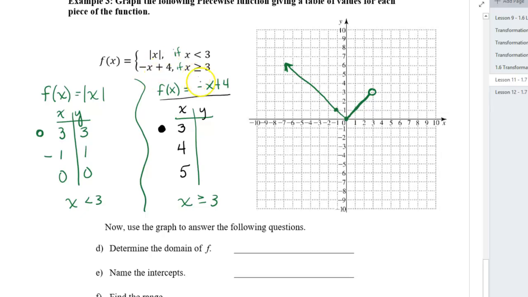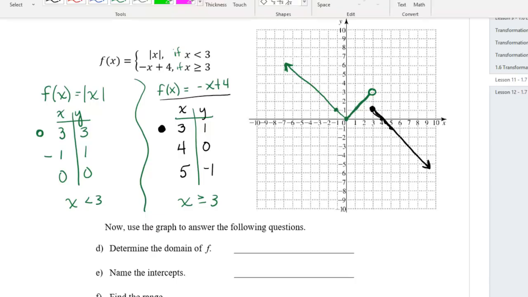So plugging these into the second function, negative 3 plus 4 would give me 1. Negative 4 plus 4 would give me 0. And negative 5 plus 4 would give me negative 1. So now if I graph those, I have 3, 1, 4, 0, and 5, negative 1. So that is in the form y equals mx plus b, so this will just be a line. Forgive me for my squigglies. That looks like that. All right, so that is the graph of this function.